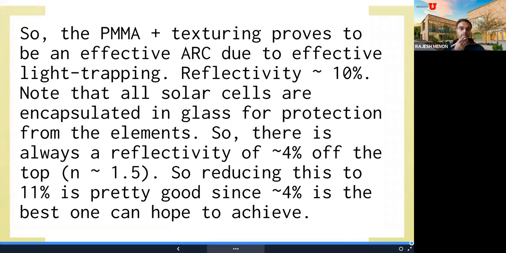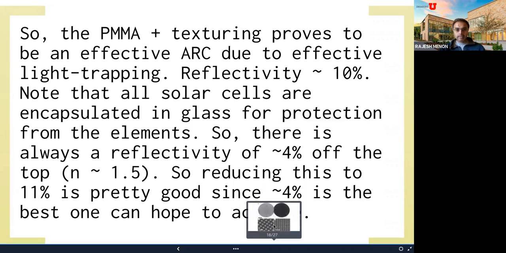Note that all solar cells are encapsulated in glass for protection. This happens all the time, right? Because you've got to protect it from the weather and so on. So there is always a reflectivity of 4% off the top, with an index of 1.5. So reducing this to about 11% or 10% is pretty good, since 4% is the best one can hope to achieve. So it's pretty close to the theoretical limits already. That's all we're trying to say here. And that's the last slide I want to talk about in anti-reflection coating.